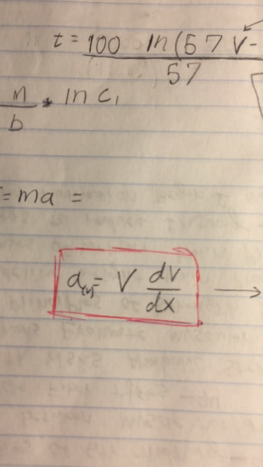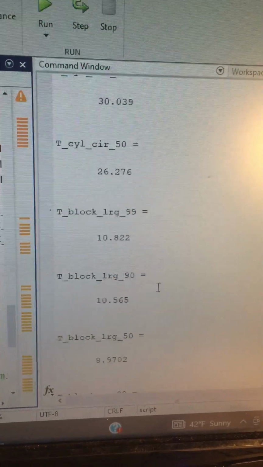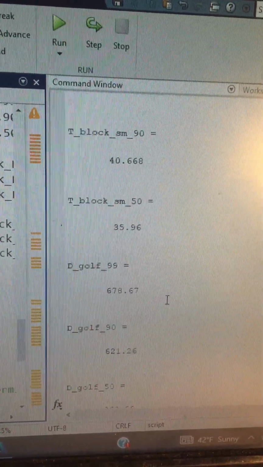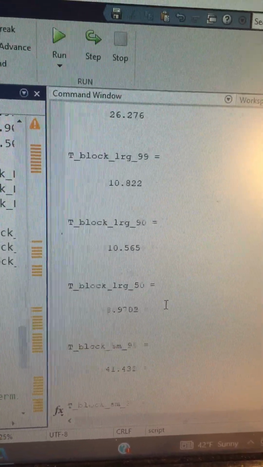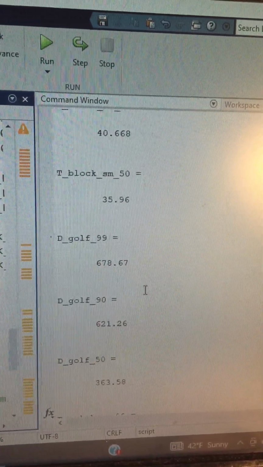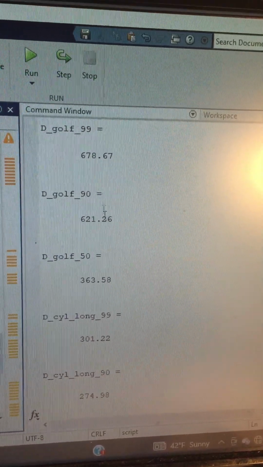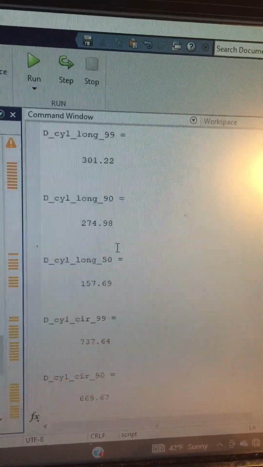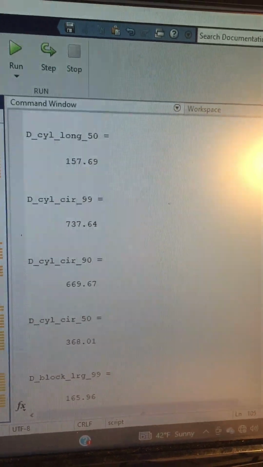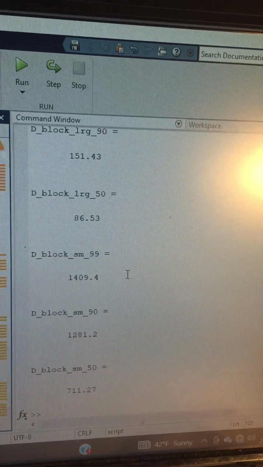So there's an extra v that we had to account for. And so running those equations, let me get to the next section. These are the values for time for each of the different shapes, and then these are the values for distance at each of the different percentages of velocity. And this is part E here that I'm showing now, all of these values.